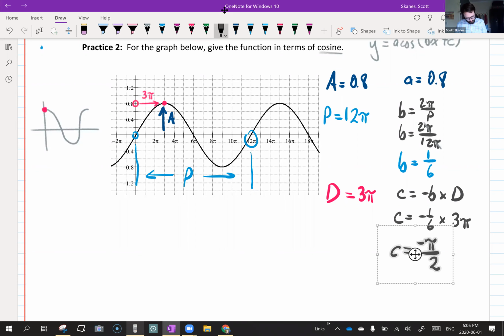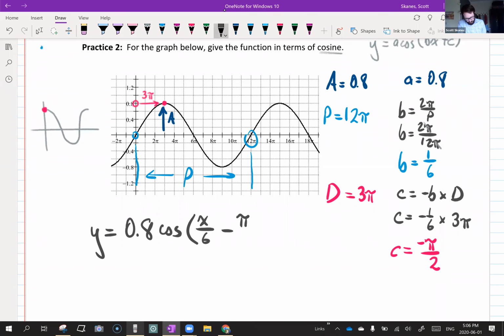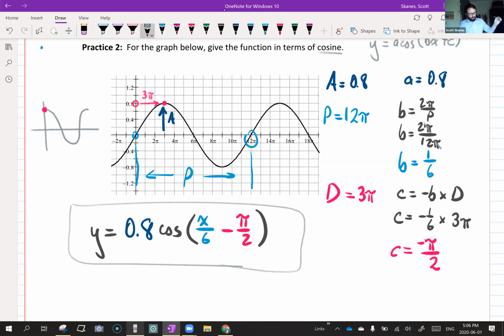That's C. Make sure that you write the final answer in terms of cosine, and you'll be fine. 0.8 cosine of 1/6x, or we can say x over 6. Sometimes we see it like that, minus pi over 2. All right, and just to be consistent, I'll color code this so that no one gets lost. And that is the end.